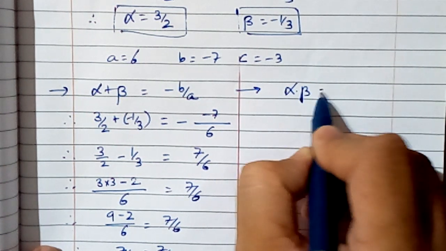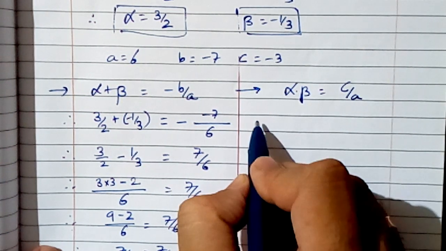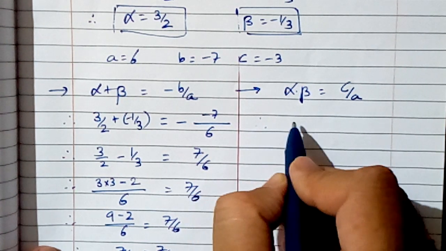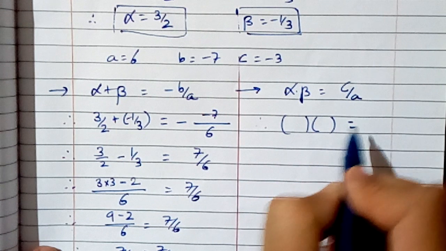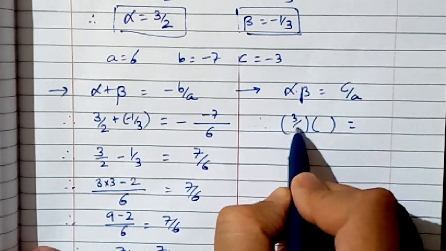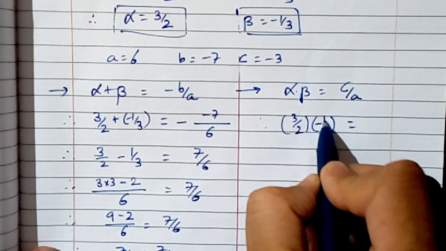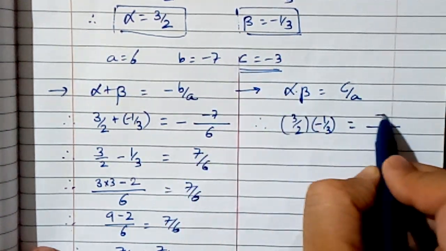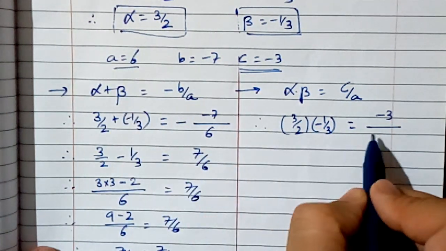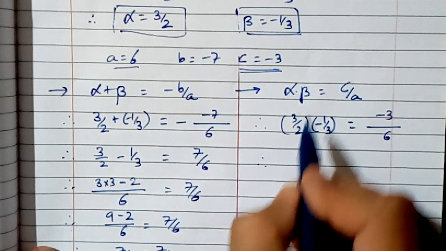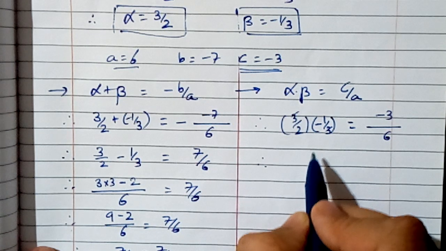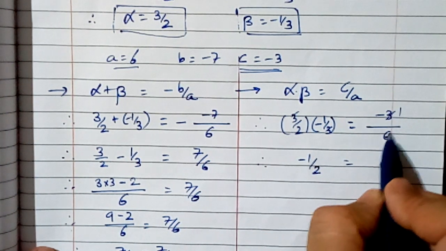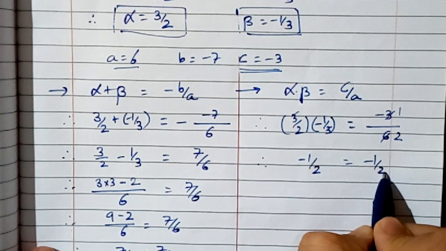Now we discuss the product. Alpha into beta equal to c upon a. c, that is the constant term, upon the coefficient of x square. Therefore alpha into beta, that means alpha 3 upon 2, beta minus 1 upon 3. What is your c? Constant term -3. What is your a? 6. Therefore here on the left side 3 3 cancel, so you are getting -1 upon 2. Here same way 3 1s are 3, 2 3s are 6, -1 upon 2.